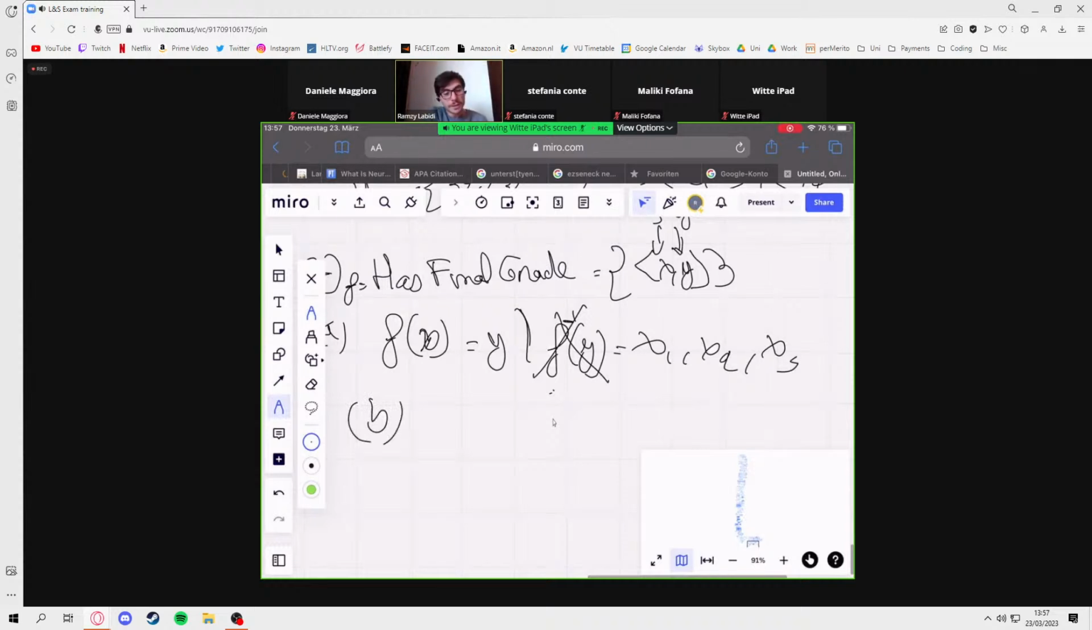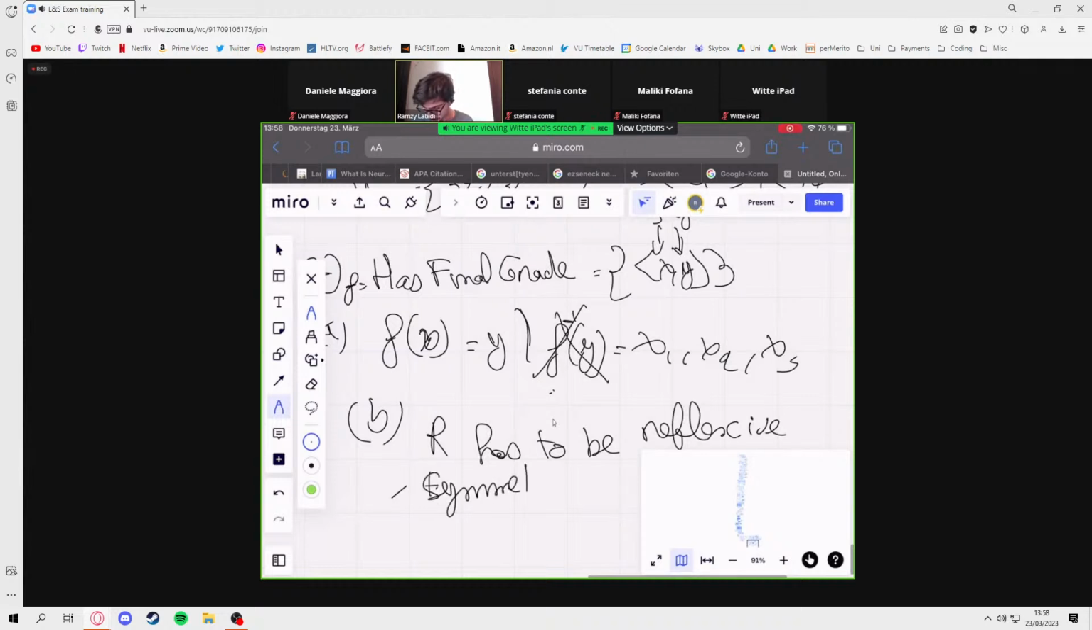Next, consider the relation R, has final grade complement and has final grade. These show that R is an equivalence relation. We did this already, right? So, as always, R has to be reflexive, symmetric, and transitive. Helps to keep the order, of course.